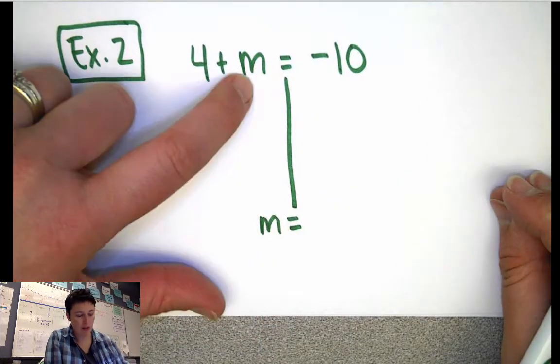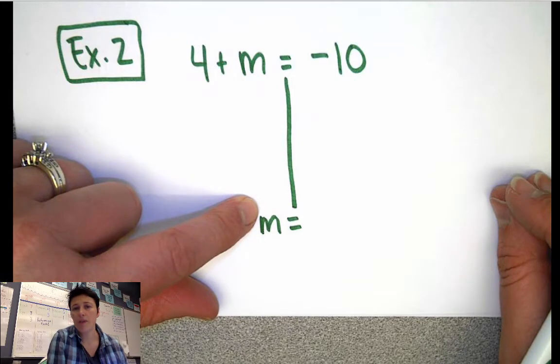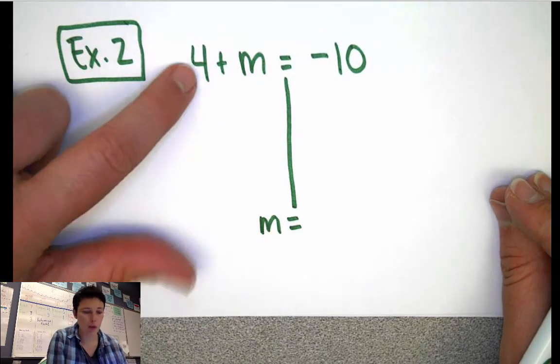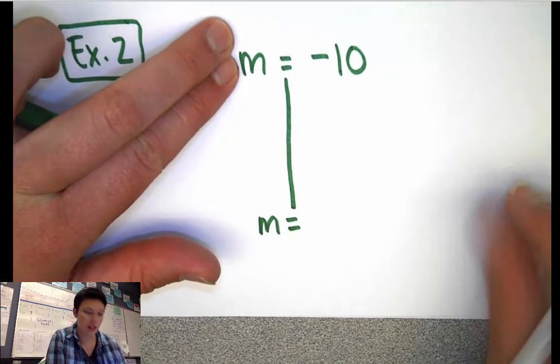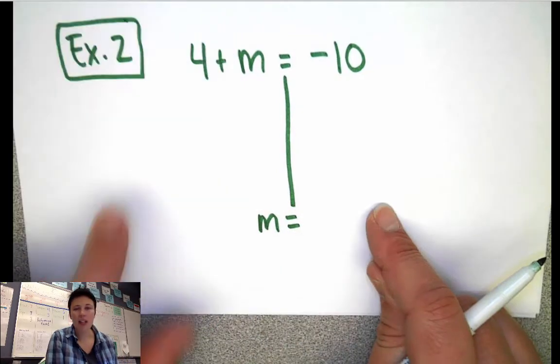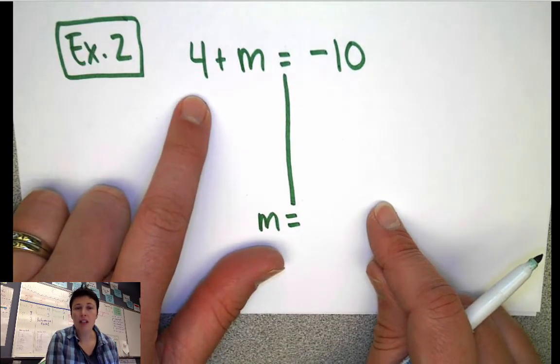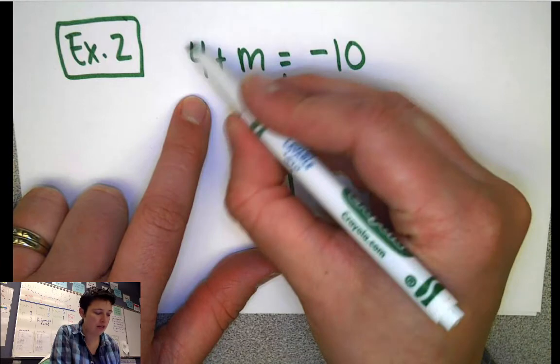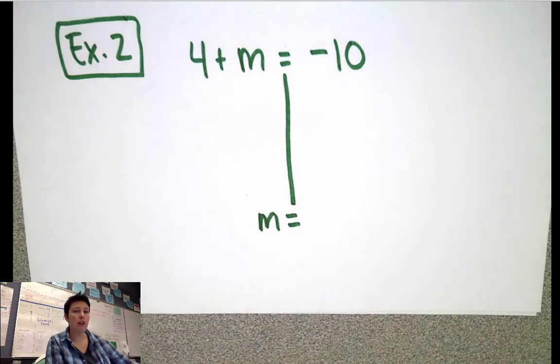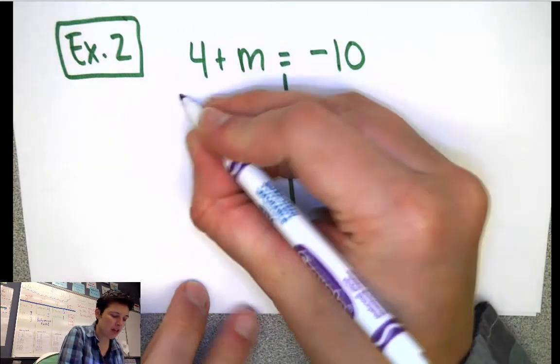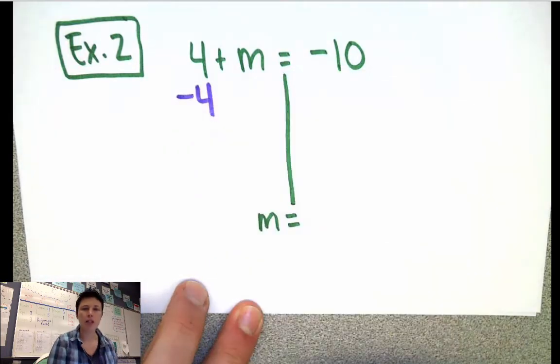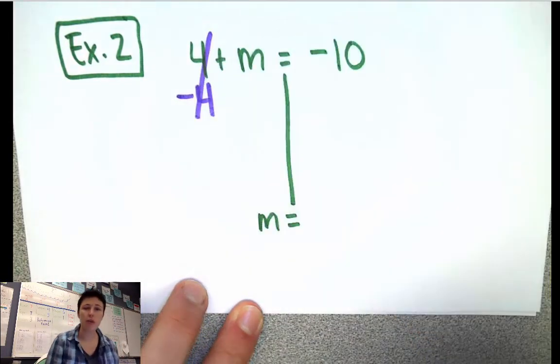Now m is already over here. So what do we want to move away from the m? We want to move the 4 away. We want the 4 to go away so it just says m equals. But I can't just make the 4 go away unless I do something. This is a +4. So to get rid of it, what I'm thinking is, okay, well, let's take the 4 away. 4 minus 4 would give me 0. It would take it away.